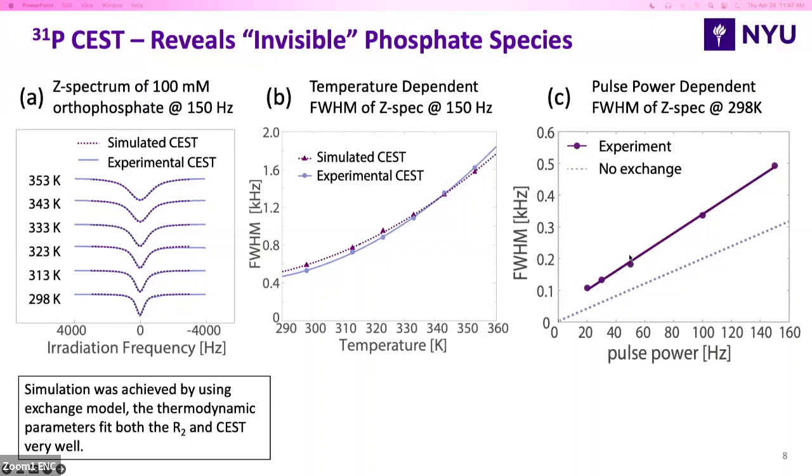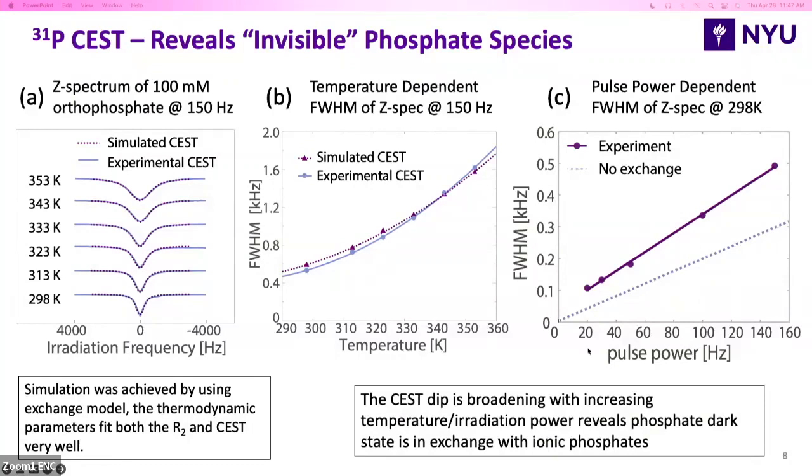And figure C shows the pulse power dependence of CEST. In this figure, we can see that in the absence of exchange, one expects the Z spectral dip width to be 2 times the irradiation pulse power in Hertz. Well, in our case, we observed the Z spectral line width as a function of irradiation pulse power to be significantly larger than the 2-fold of the irradiation pulse power. Therefore, these results further confirm that there must be significant underlying exchange between the visible and the invisible species. Besides, with temperature increases, the exchange rate becomes faster.